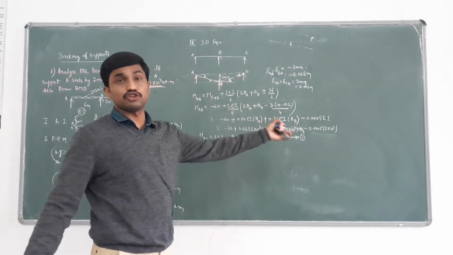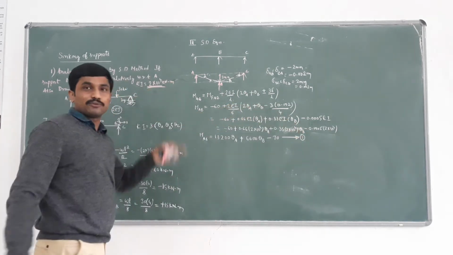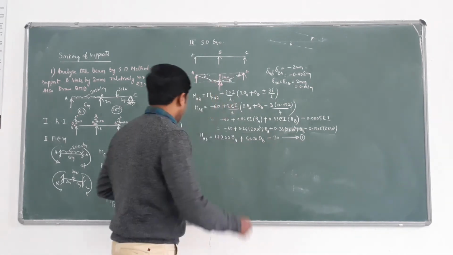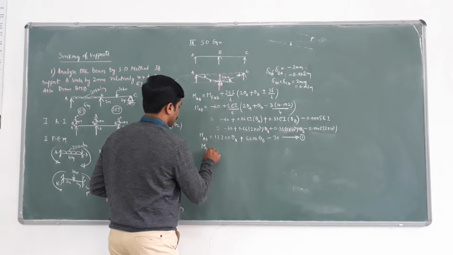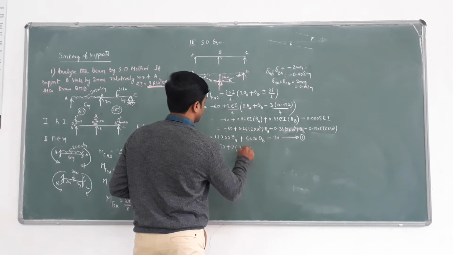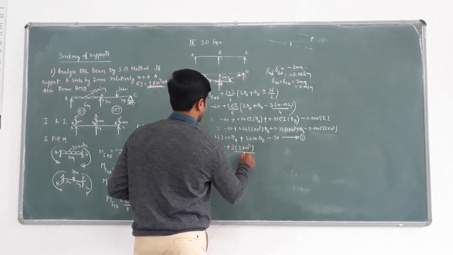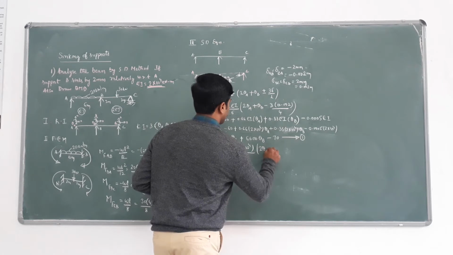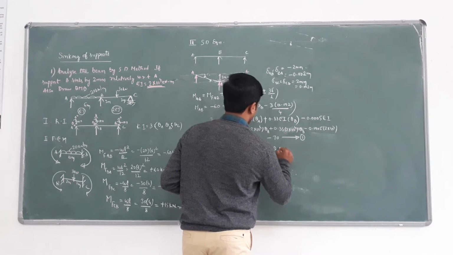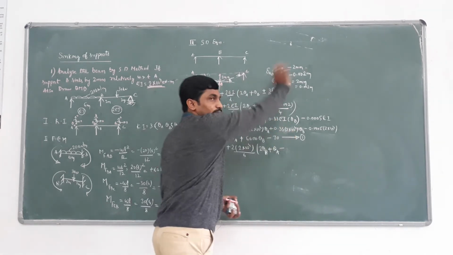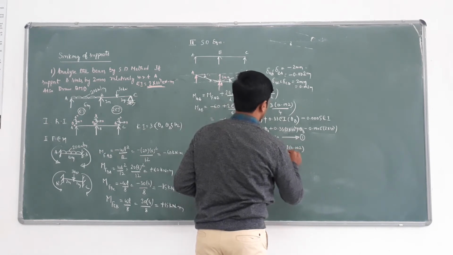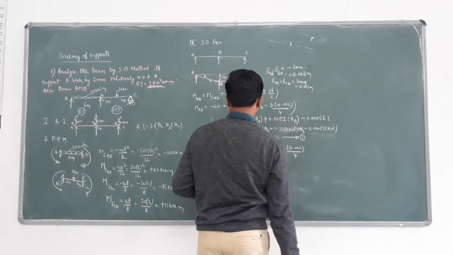The thing is just substitution. 100% they will provide the EI value. You just substitute and you get equation 1. Now, similarly MBA. MBA equals plus 60 plus 2 into EI value, which I have given as 2 into 10 power 4, divided by L is 6, into 2 theta B plus theta A. Here minus 3 into 0.002 divided by L.